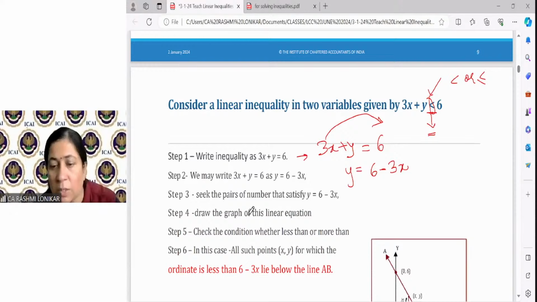Check the condition whether less than or more than. Here, we see that it is less than. In this case, all the points for which the ordinate is less than 6 minus 3x lie below the line AB.